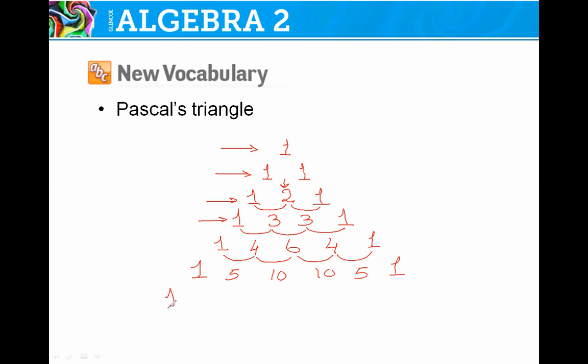We write 1 here and 1 here and start. 1 plus 5 equals 6. 5 plus 10 equals 15. 10 plus 10 equals 20. And we have here 15, and 6. We have 6 here.